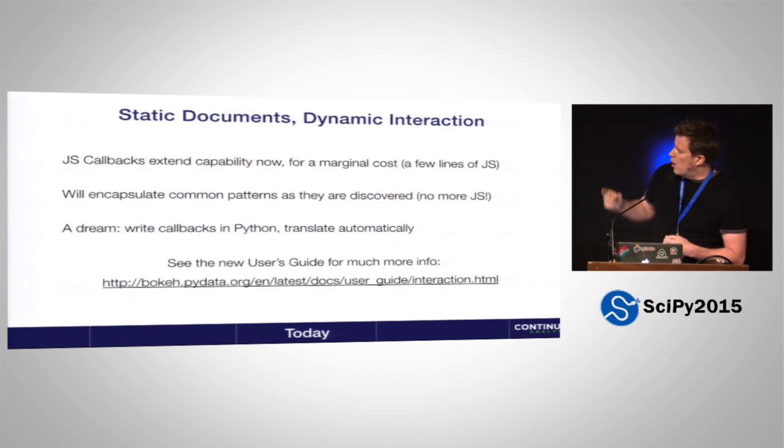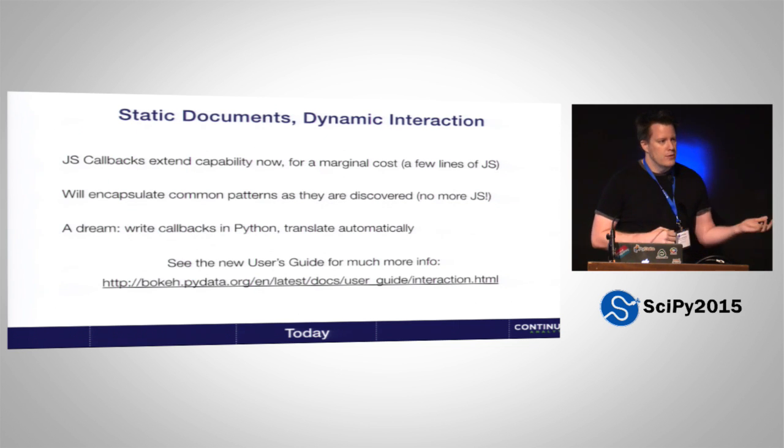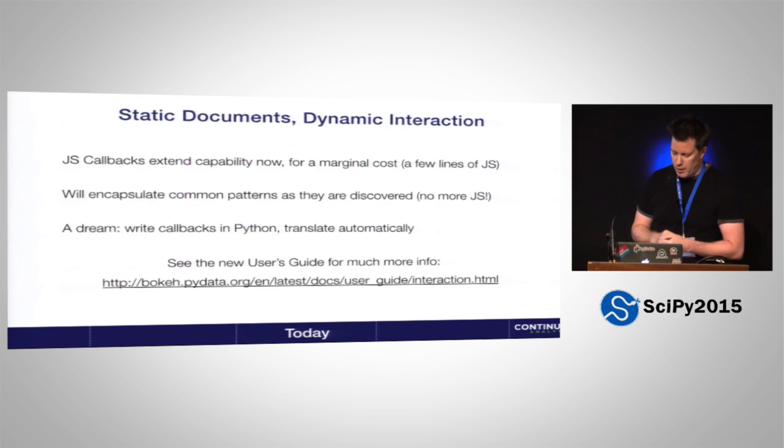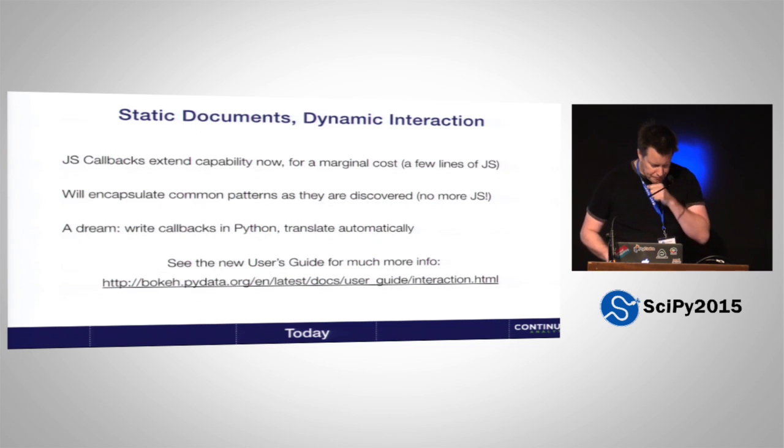Definitely a lot of information on interactions in the user's guide, in that new section. There are a lot of examples of all the different callbacks you can add in the various places to Bokeh plots to power different kinds of interactions in static documents.